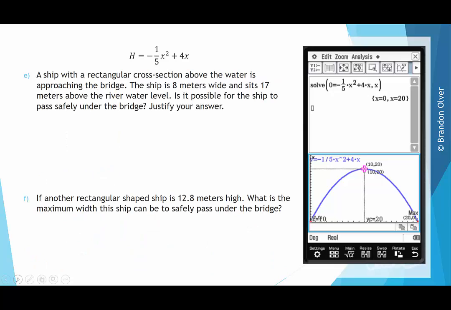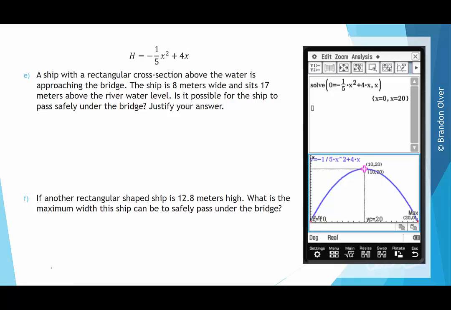For part E, it says a ship with a rectangular cross-section above the water is approaching the bridge. The ship is 8 metres wide and sits 17 metres above the river water level. We're asked, is it possible for the ship to pass safely under the bridge? And we need to justify our answer.